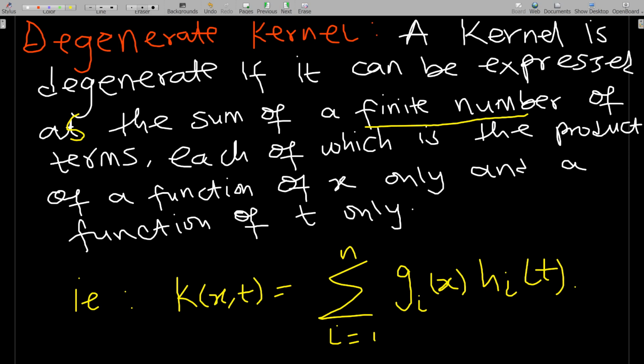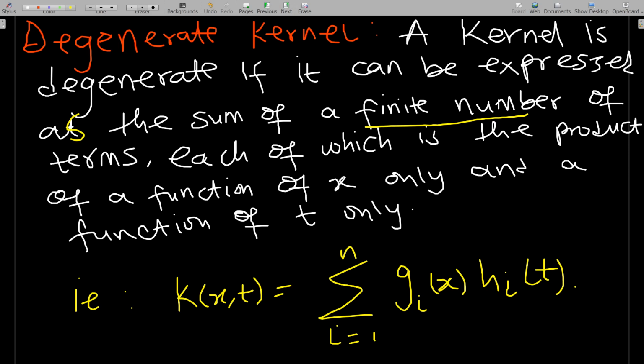So a separable kernel is somehow embedded in a degenerate kernel. Like I said, if you have a kernel that is a summation of terms, where each term is a product of two functions, a function of x only and a function of t only, then that is a degenerate kernel.